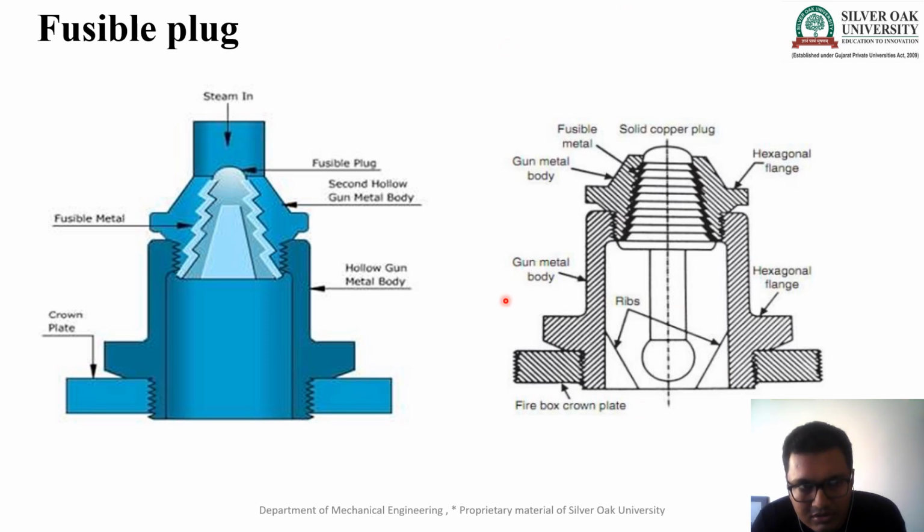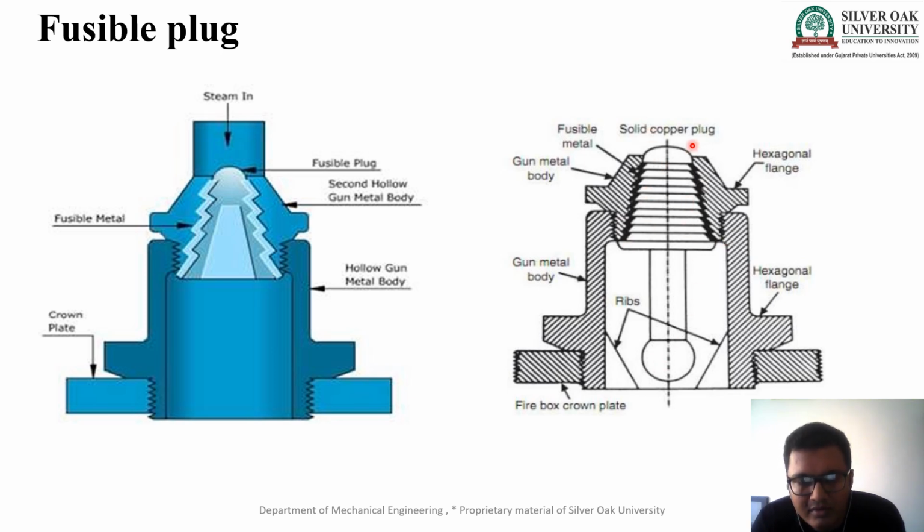So what is the location of the fusible plug in the boiler? The fusible plug is located above the furnace. Here you can consider this is the furnace part. Above the furnace, outside, you can consider the water part. When water is available outside, the temperature of the fusible metal stays low, so the fusible metal does not melt.